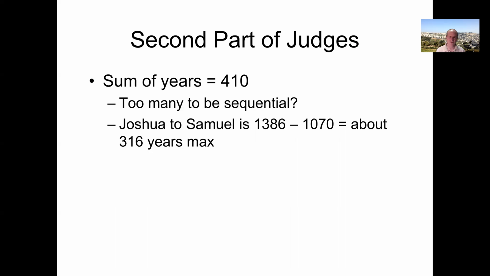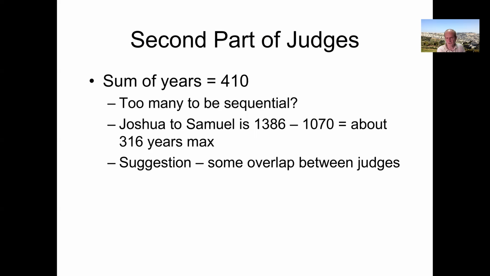But as best as I could tell, it seems like that's too many years. If you went from Joshua to Samuel, according to the chronology that I've got, that would be about 316 years. So that's not enough years to fit in 410. So the suggestion that I have is that there was some overlap between the judges. Each judge didn't seem to rule the entire people of Israel, but only just a part of it. And so even when you get to the kings, there's some overlap in the times that they reigned. For example, David was a king, but before he died, he had Solomon crowned king. So they overlapped a little bit.